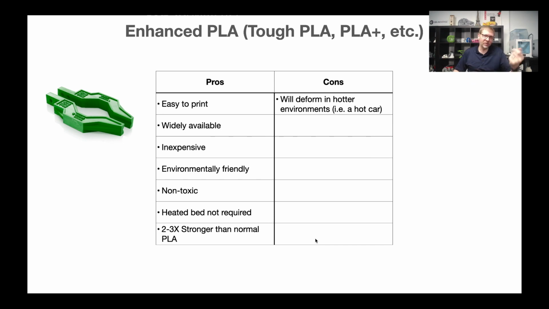Like a tough PLA can be 2 to 3 times stronger than normal PLA. A high temp PLA will, as the name suggests, give you a higher temperature resistance. Not as high as some of the other materials out there, but better than standard PLA. High impact PLA gives you, exactly as the name suggests, something that won't shatter as easily, that's not as brittle. So there are enhanced forms of PLA that you can use that have really nice properties.